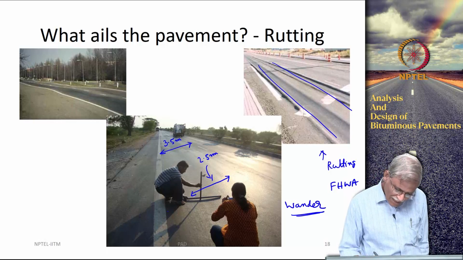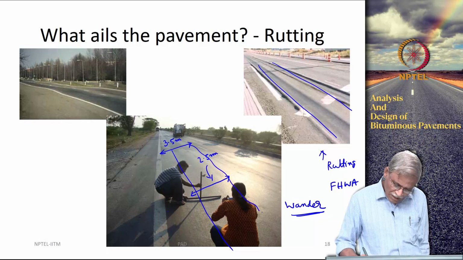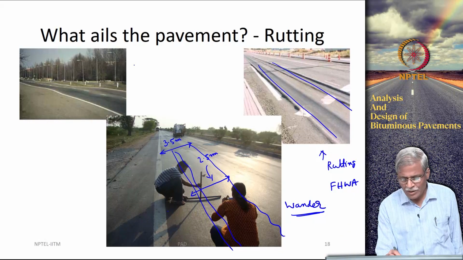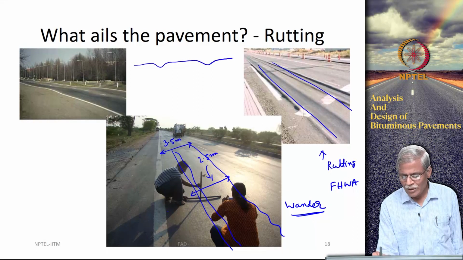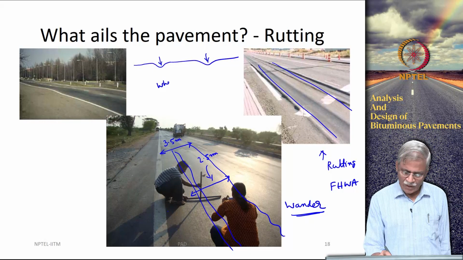So, you are going to see that there is going to be considerable rutting here. Now, what will happen is, if you take a look at the cross section, you are going to see that there is a depression in the wheel path.